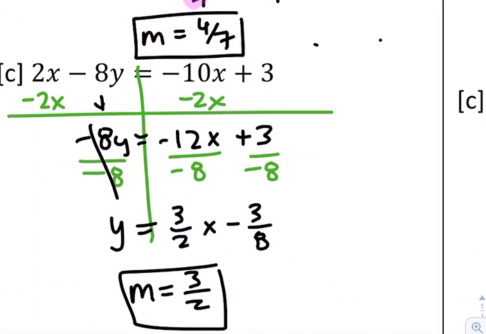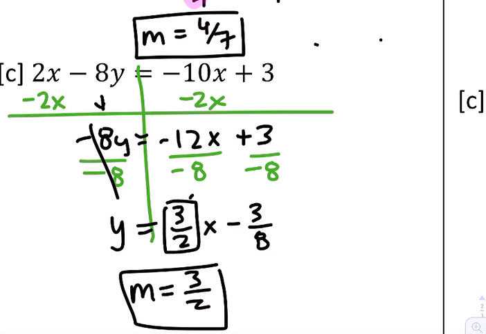Because now it's in y equals mx plus b form, we can observe that the slope is just the number that's in front of the x, and that's how we're pulling the slope like that.